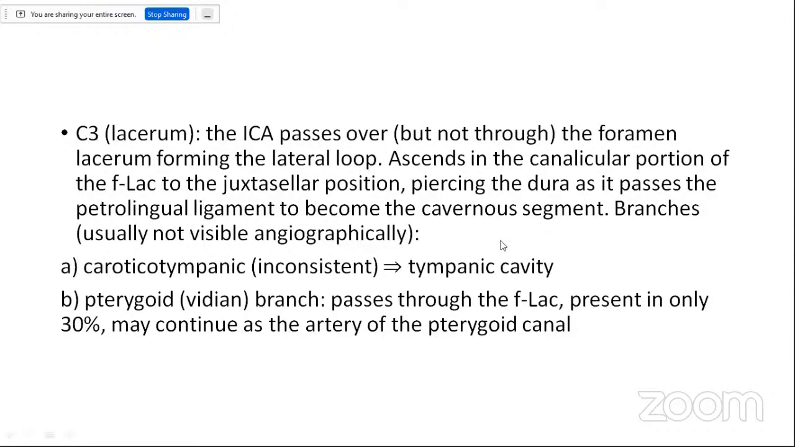The branches are usually not visible angiographically, but the following branches are important, as we discussed in the initial pictorial diagram. The caroticotympanic artery, which is an inconsistent branch supplying the tympanic cavity, and the pterygoid or the Vidian branch, which passes through the foramen lacerum and is present in only 30%. It may continue as the artery of the pterygoid canal.